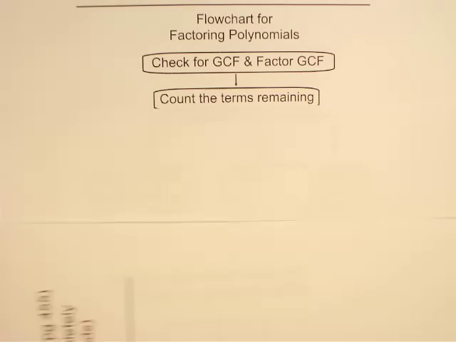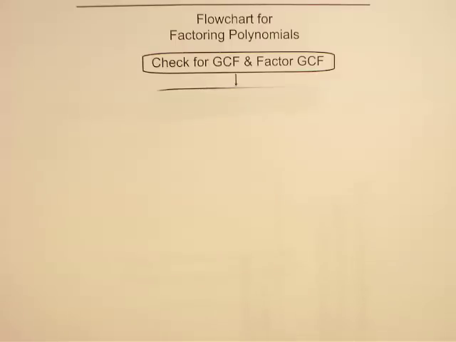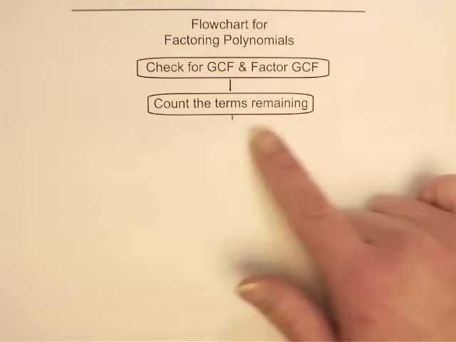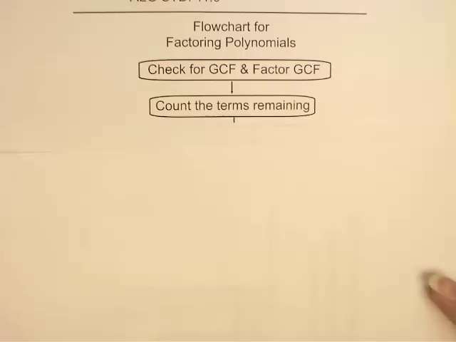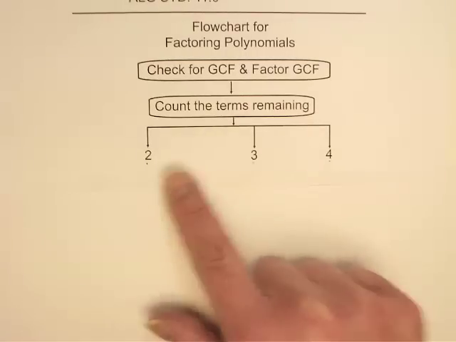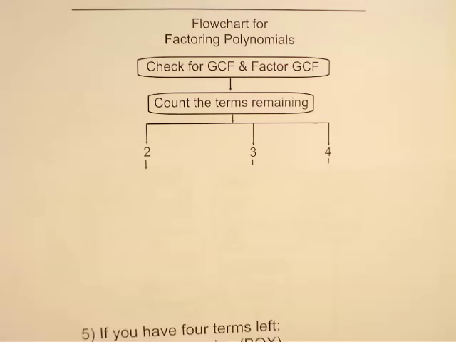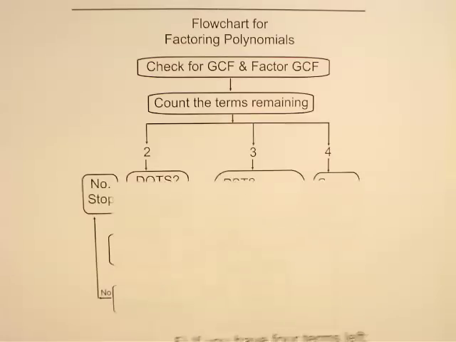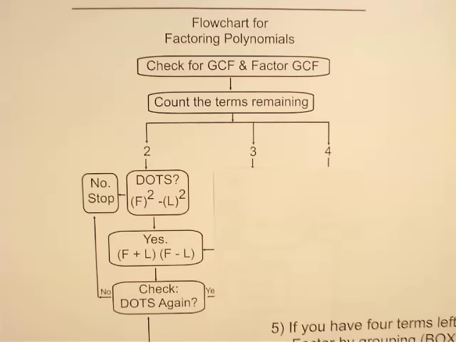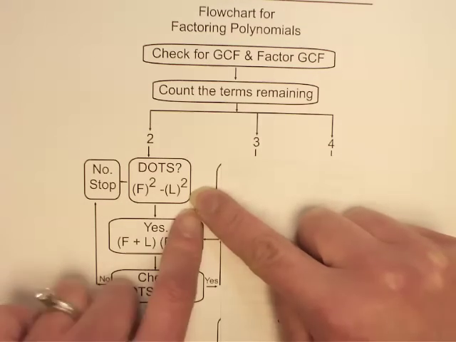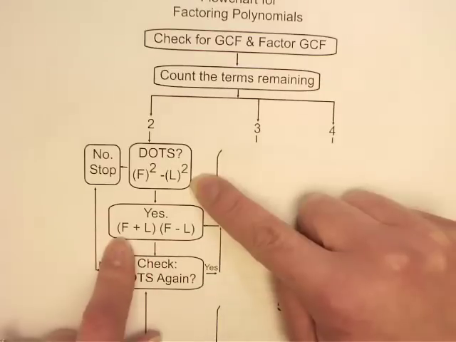So when we have our flowchart, what we're going to do is number 1, just like our steps, check for the GCF and factor out the GCF. Then the next step would be to count the terms that you have left. You either have 2 terms, 3 terms, or 4 terms left. If you have 2 terms, then we need to find out if it is in fact dots. Okay? So if you have dots, you're going to go ahead and factor it: first squared minus last squared. If so, then yes, you factor it and you get 2 binomials.